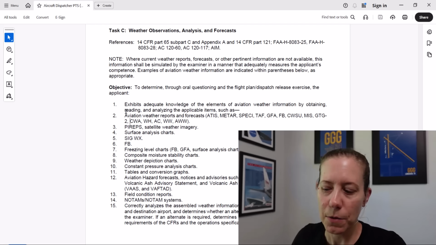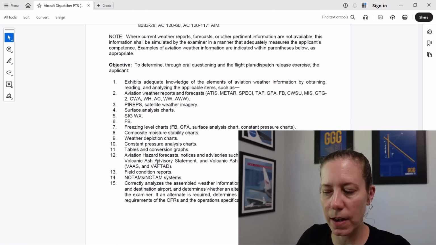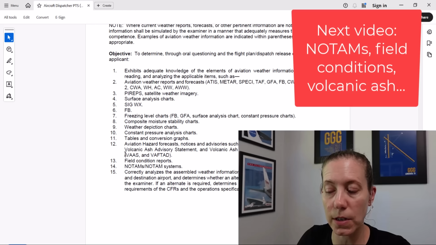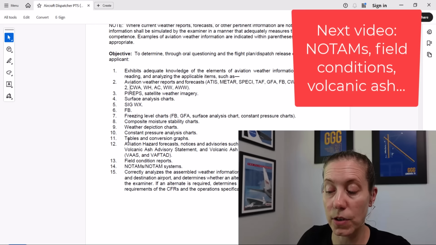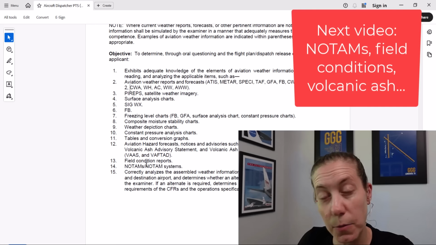Okay, so we've covered a lot of these areas, but next time we're going to continue on into field condition reports, hazard forecasts, talking about volcanic ash, talking about notices to airmen, and then we're going to look at some of these other charts if I can find them for you guys.